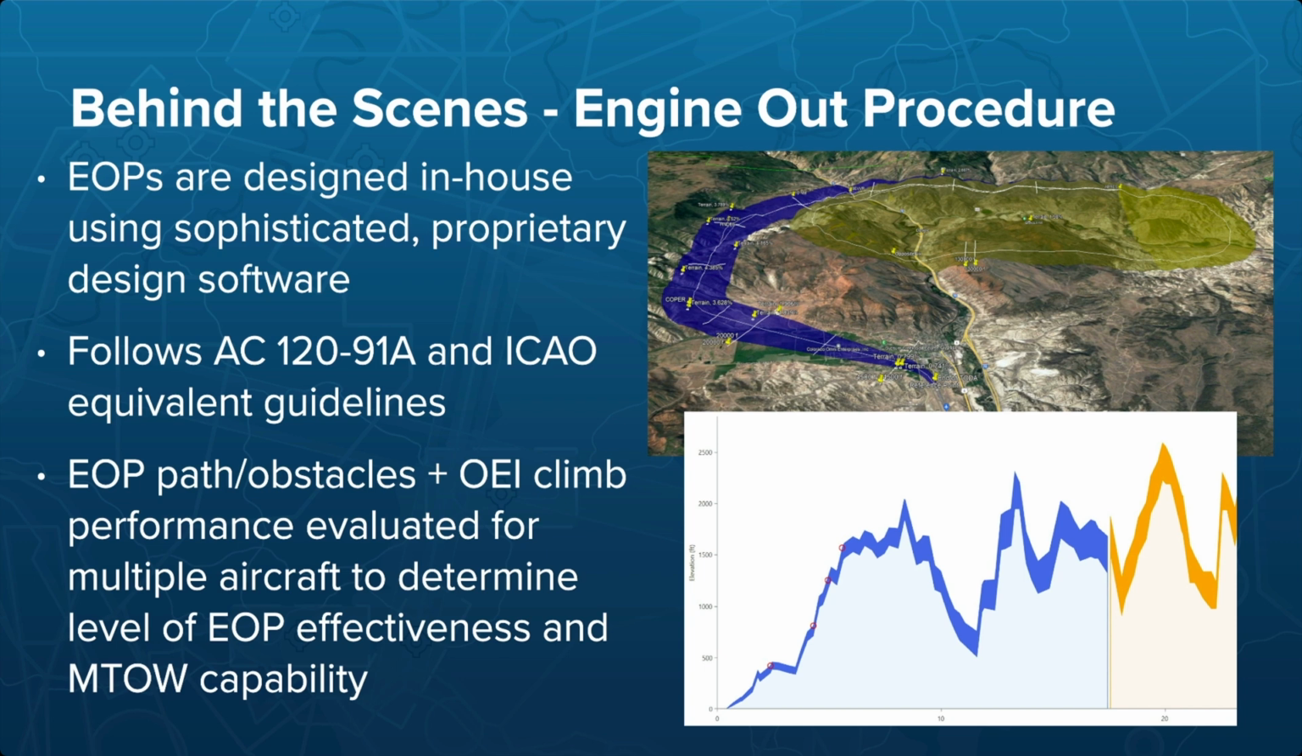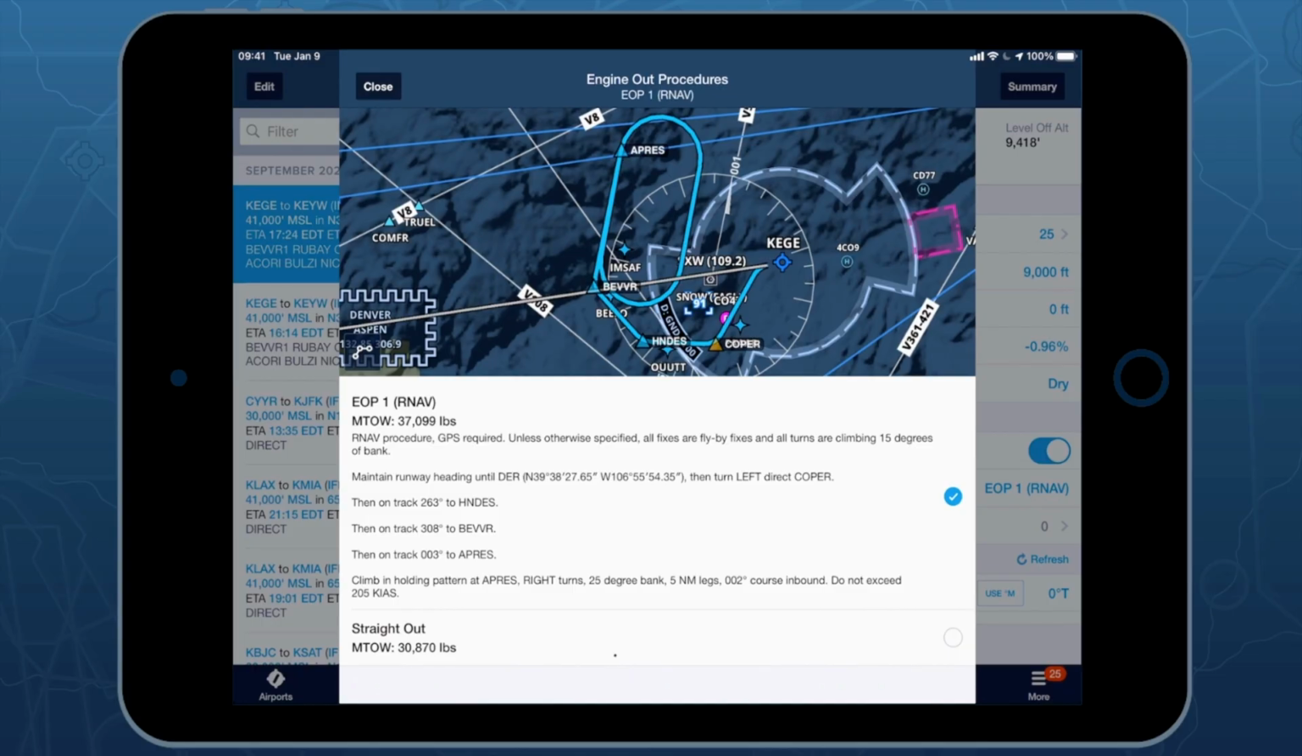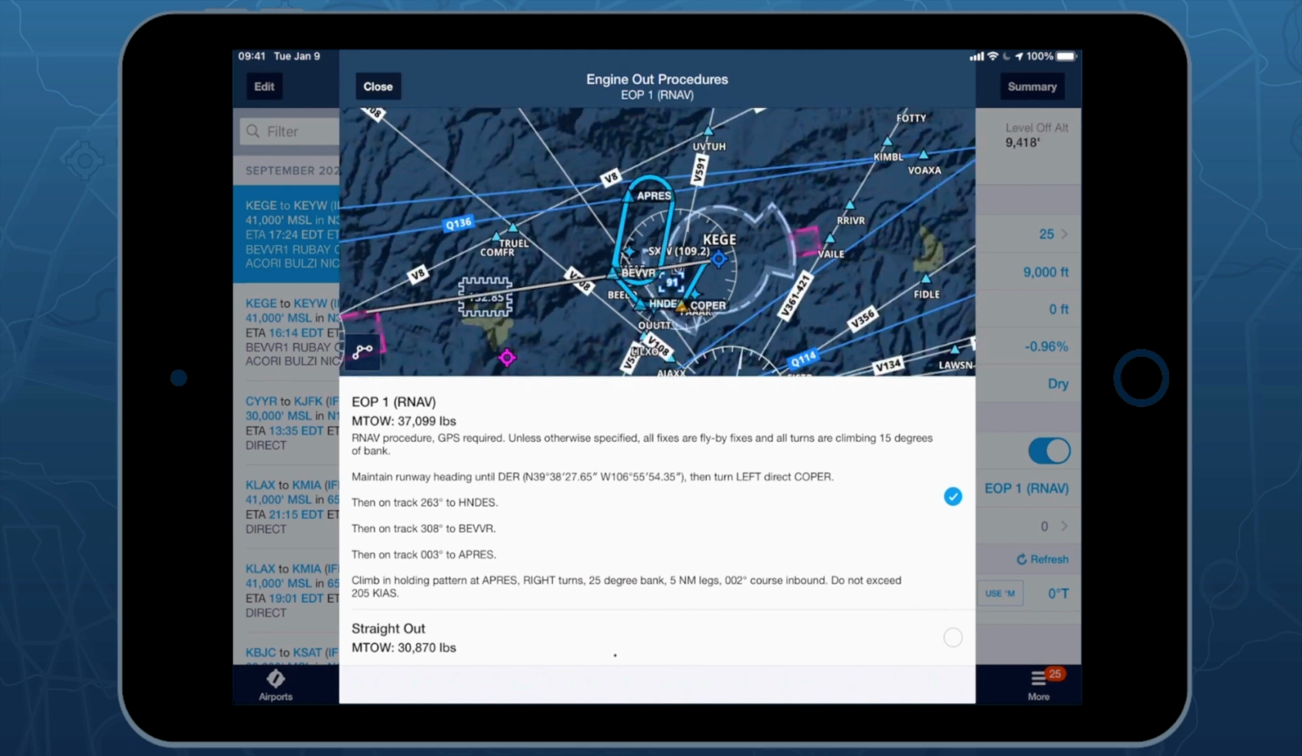So if we can switch back to the iPad, I'm going to continue with the runway analysis portion. So in this case, we choose EOP1. And as Josh alluded, we have the instructions here on how to fly this. We try to keep them as simple as possible. There might be some speed restrictions here and there, especially in the holding pattern, which we also list. So I'm going to tap on the EOP1.